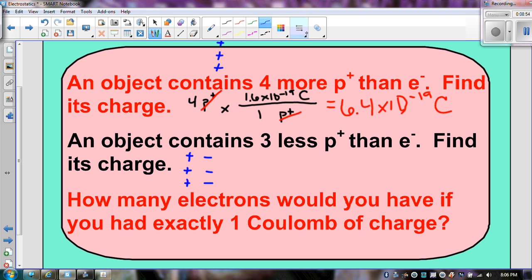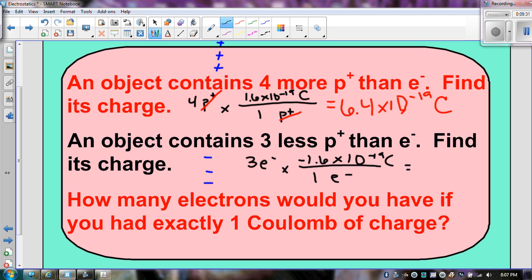But if it has 3 less protons, something like that, then it's going to have a net charge of negative, or 3 negatively charged particles, so 3 electrons. And so this time, I'm going to set it up with 3 electrons is how many I have in net. And then I set it up for every 1 electron that I have, it's going to have a charge of negative 1.6 times 10 to the negative 19th. Okay, because remember, electrons are negative.